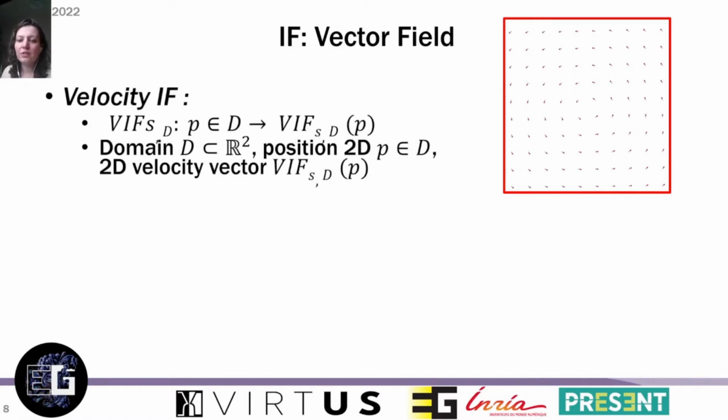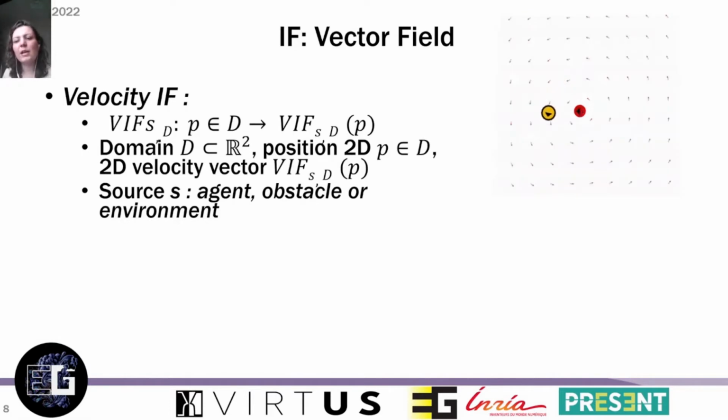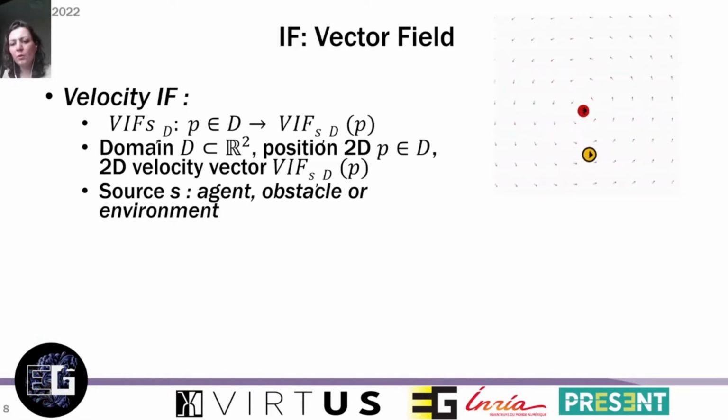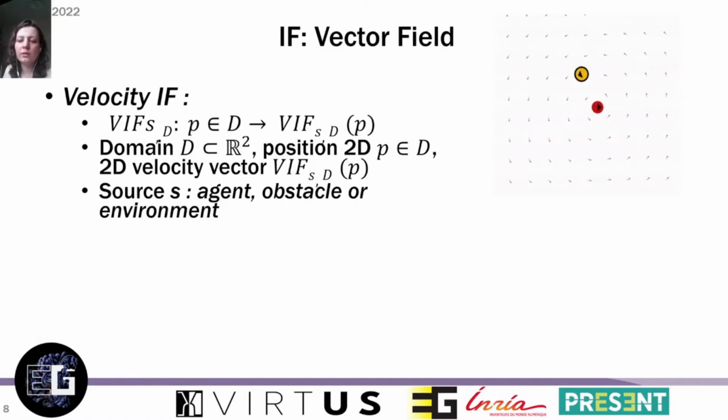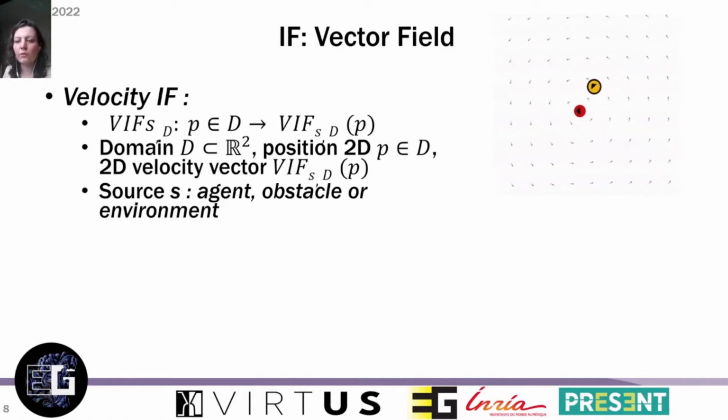An IF is always defined relative to a source. Here, the disk in red. What is new here is that the characteristics of the field will depend on the source. The field will translate and rotate according to the source's movement. The source can be an obstacle, an agent, or the environment.